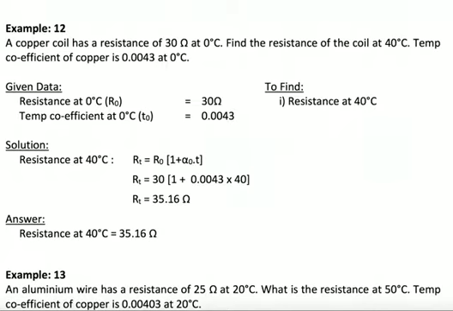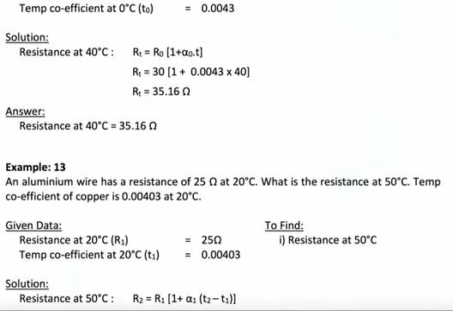So a copper coil has a resistance of 30 ohm at 0 degree C, and find the resistance of the coil at 40 degree C. Temperature coefficient of copper is given at 0 degree C. R naught is given, alpha naught is given. Now the change in temperature T is given. Now you apply the formula RT equal to R naught into 1 plus alpha naught T. Substitute these values, you will get the answer.